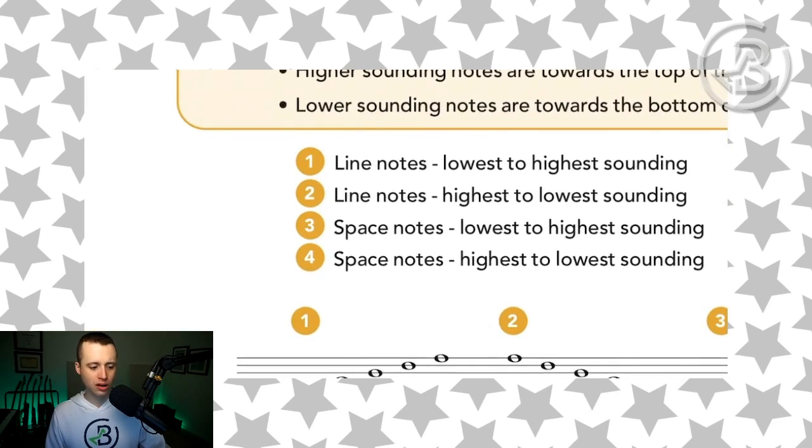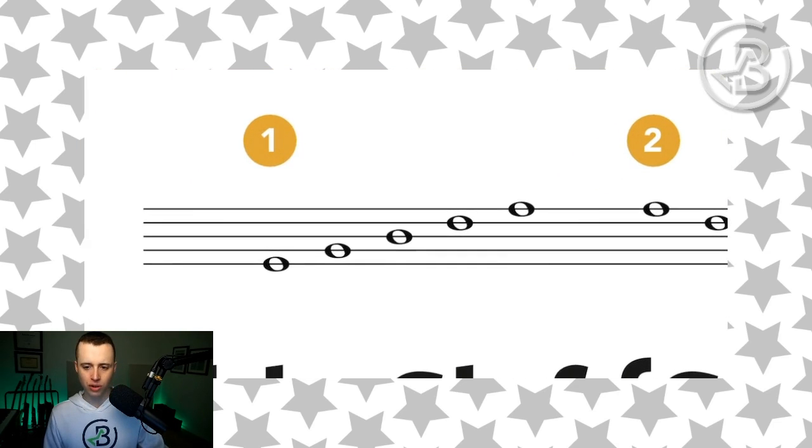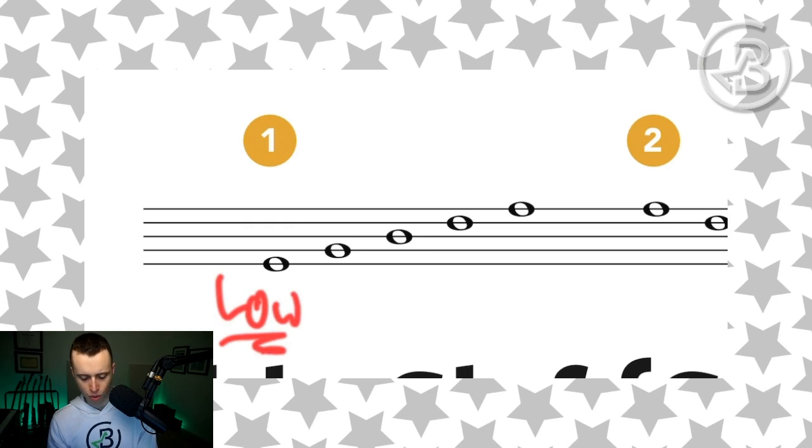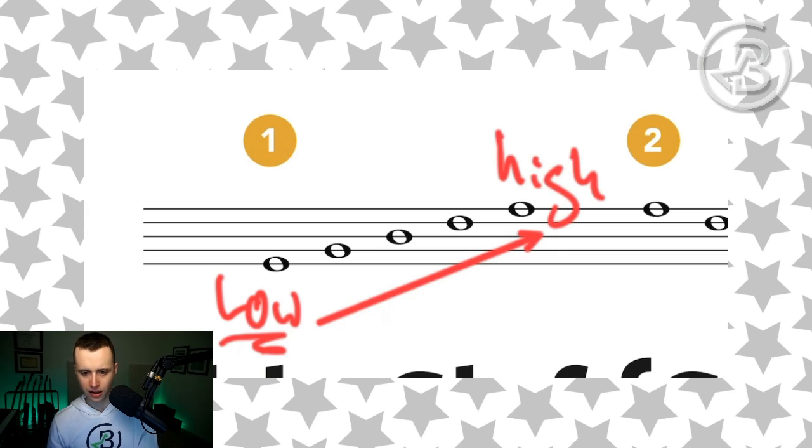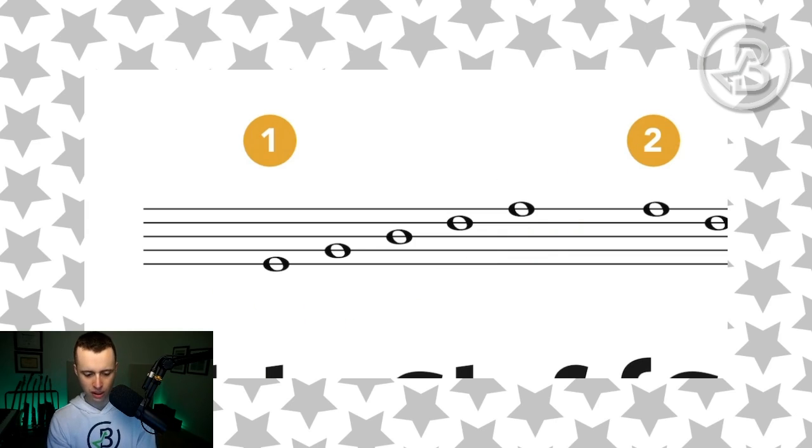So number one are going to be line notes going from low to high. You can see that down here, this is low, and up here, we're going up, this is high. So we go from low to high, and these are all the notes on the lines. You can see we have a note on line 1, 2, 3, 4, and line 5.